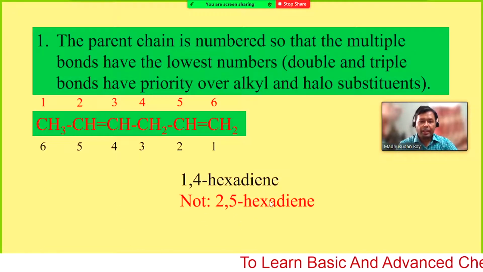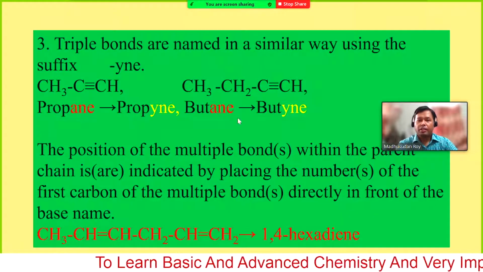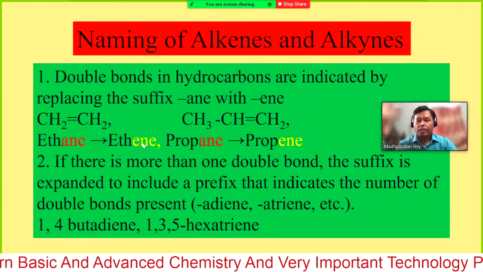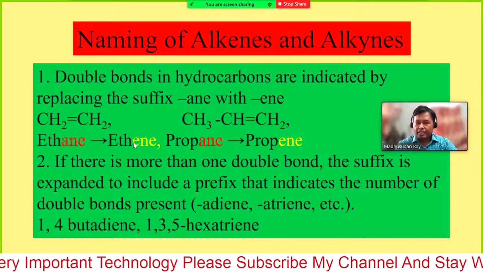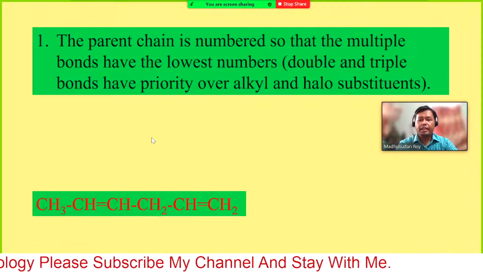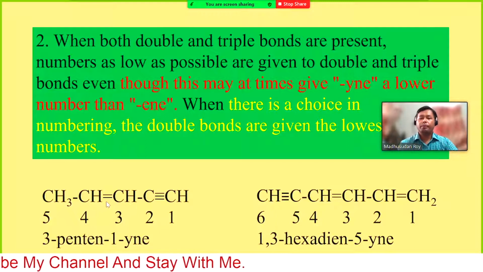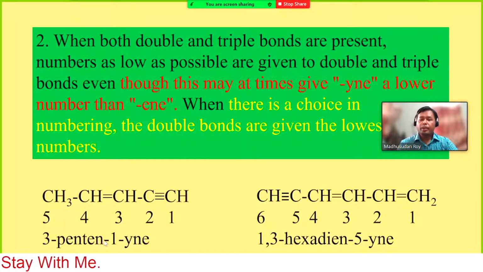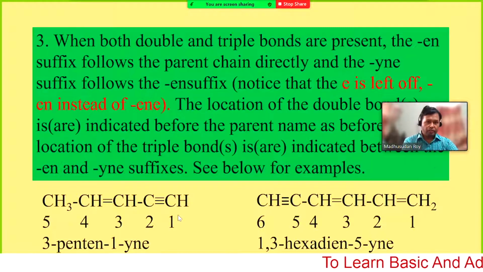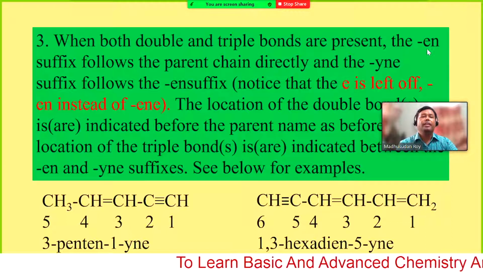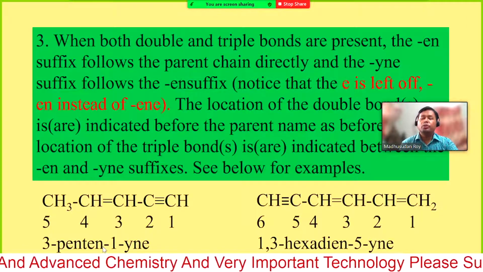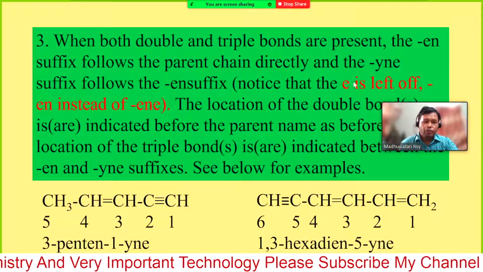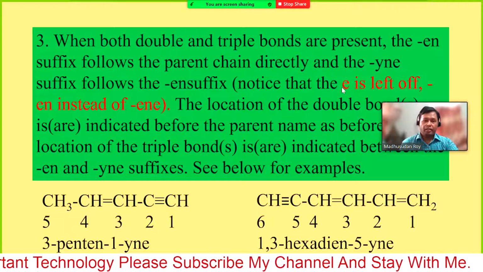In the case of a single double bond, here you can see, here we have written ethene, that means E-T-H-E-N-E, last ENE. But now when we are writing the name of this compound, here we have one double bond and one triple bond. Here we do not have the E in pentene. So this is our rule. When both double and triple bonds are present, then the ENE suffix follows the parent chain. After EN we do not need to put E, just write up to N.